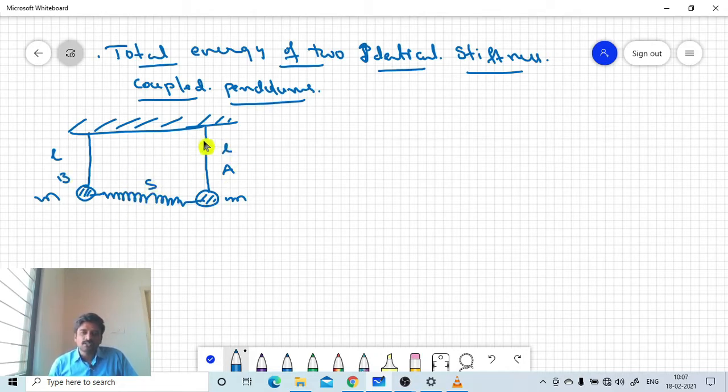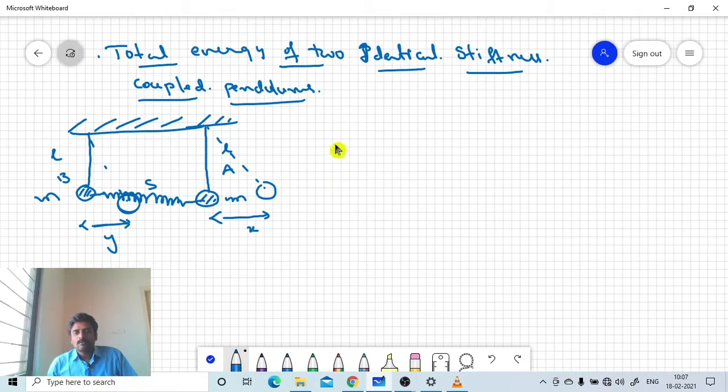If you displace this pendulum with a displacement of X, the second pendulum will be displaced with some displacement, which we took as Y. So what are the differential equations of the coordinate system? We already solved this. If you don't know the solution method or how we derived this, you can go through the previous lecture.